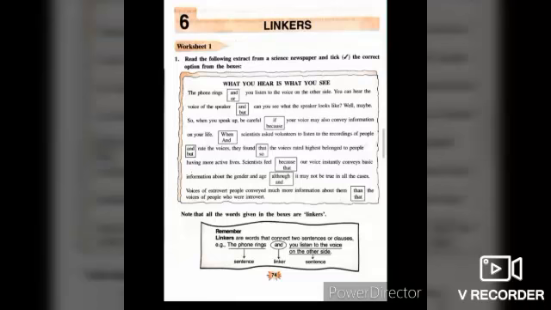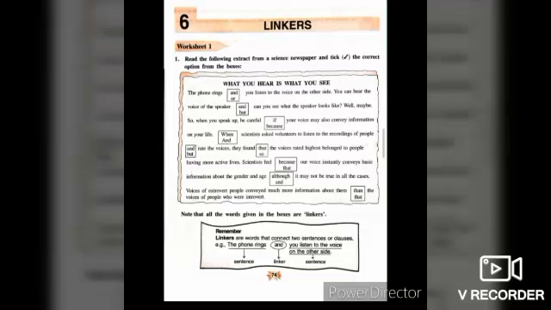Now let us discuss the worksheets of the chapter one by one. In worksheet number 1, read the following extract from a science newspaper and take the correct option from the boxes. Two options are there and you have to take the correct option. Like, what you hear is what you see. The phone rings and you listen to the voice on the other side. You can hear the voice of the speaker, but can you see what the speaker looks like? Well, maybe. So when you speak up, be careful because your voice may also convey information of your life.